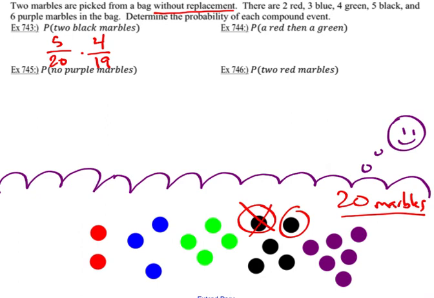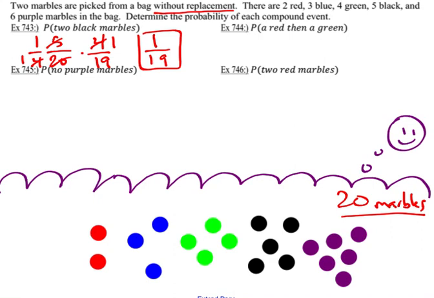There's a little bit of reducing I can do here. 5 out of 20 is 1/4. And it looks like 4 on bottom and 4 on top can reduce. So this is just a probability of 1/19. There's a 1 in 19 chance of picking 2 black marbles.